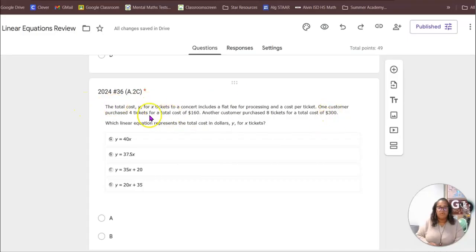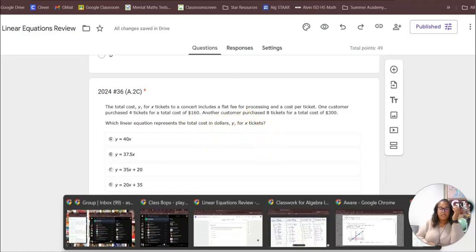Okay, the next question that I'm going over says the total cost y for x tickets to a concert includes a flat fee for processing and a cost per ticket. One customer purchased 4 tickets at a total cost of $160. So 4 tickets cost $160. And then another customer purchased 8 tickets and they spent a total of $300. Which linear equation represents the total cost in dollars y for x tickets?